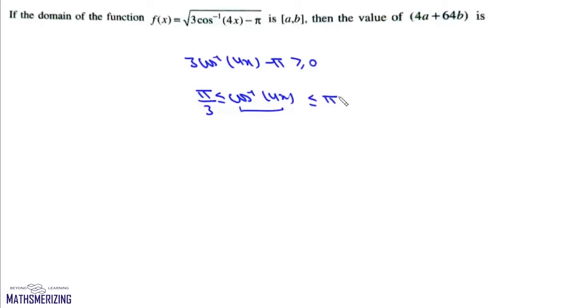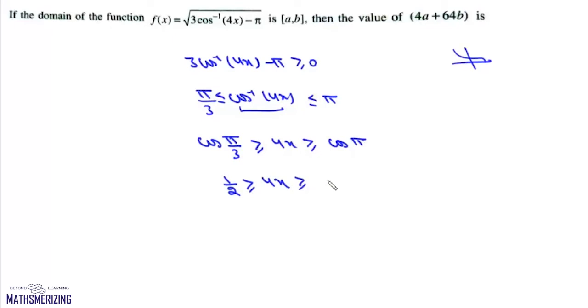to pi. Now this cos inverse function, if we recall its graph, it is a decreasing function. So when we take cos, the sign of inequality will change. So we'll get cos pi by 3 is less than or equal to 4x, and it'll be greater than or equal to cos pi. Now cos pi by 3 is 1 by 2, and it'll be greater than or equal to 4x, and it'll be greater than or equal to minus 1. So the value of x should lie between minus 1 by 4 and 1 by 8. So here the value of a is minus 1 by 4 and the value of b is 1 by 8. Now we need to find the value of 4a plus 64b.